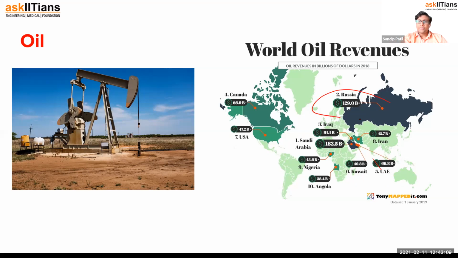Russia has oil reserves, right? You can see 129 billion dollars. So it's a very big amount. They sold that much and got the revenue and profit from oil. Saudi Arabia, Iraq, Iran are good. Nigeria, Angola, Kuwait, right? All those countries have oil reserves.